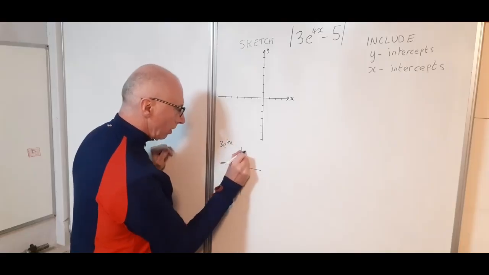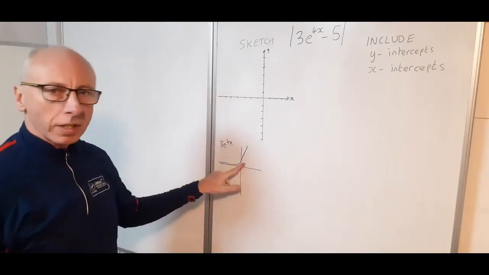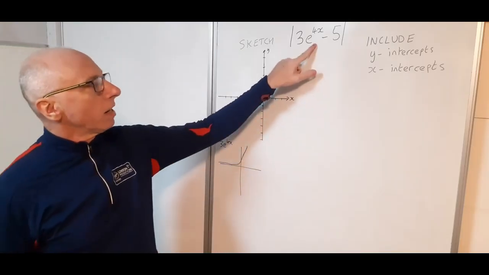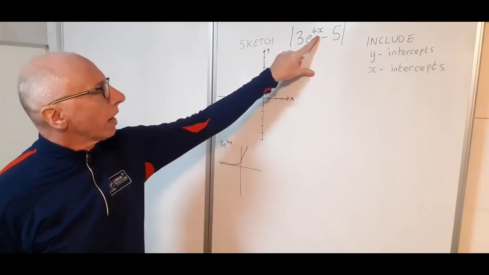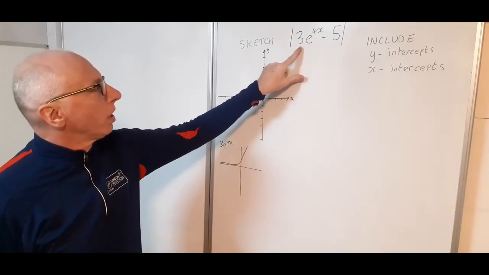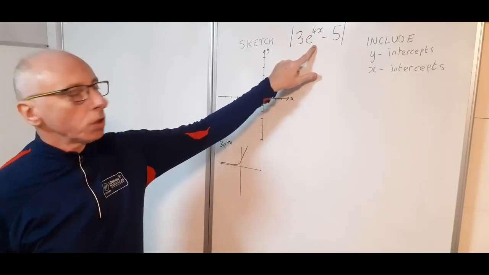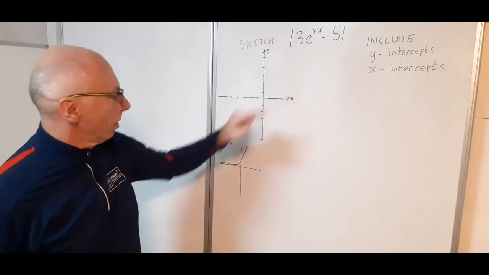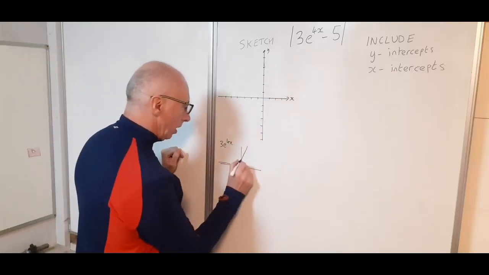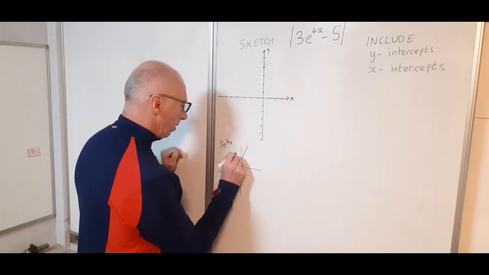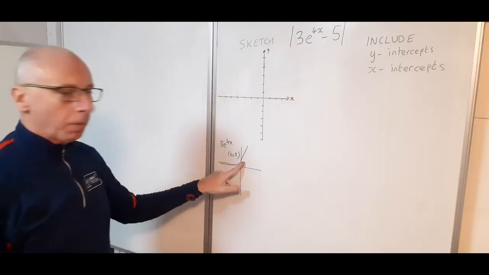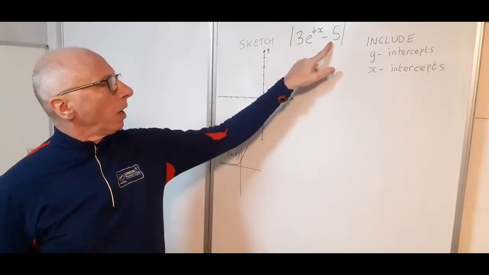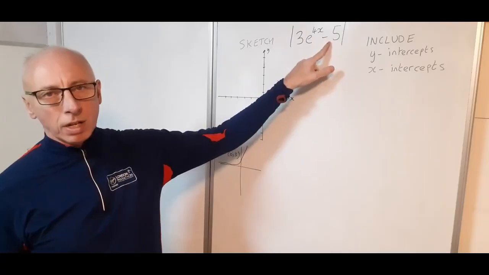Then it's going to intercept the y-axis when x is 0. So when x is 0, e to the 4x is e to the 0, which is 1. So 3e to the 4x will be 3 when x is 0. So this point here is 0, 3. So that's my intercept. Now what I want to do is translate it down by 5 units by subtracting 5.